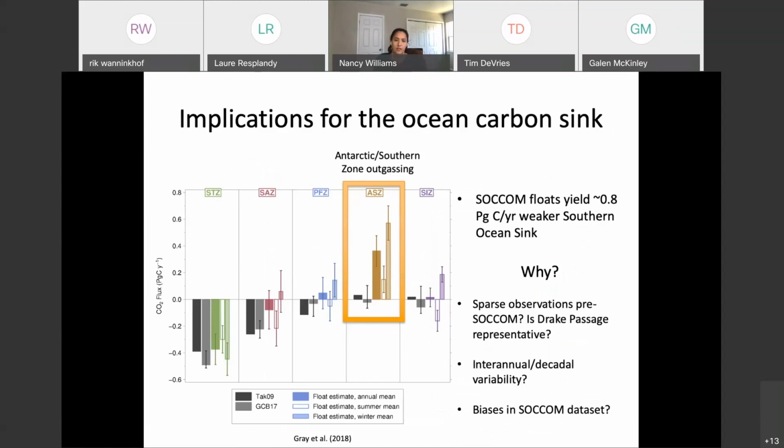This is a figure from Alison Gray's paper in 2018, illustrating that the floats are observing much more outgassing in the Antarctic southern zone, shown in that golden orange, relative to the ship-based products. If you were to use just the SOCCOM data to calculate a Southern Ocean CO2 flux, you would get a 0.8 petagram carbon weaker sink in the period 2014 to 2017. That sparked a lot of questions about why we see this big difference. I'm not going to try to answer any of those questions, but that's where we're at. Next slide.